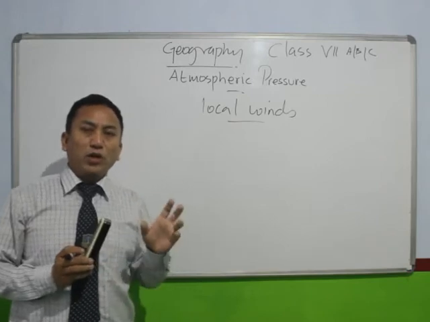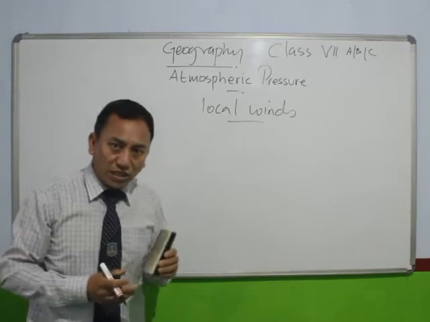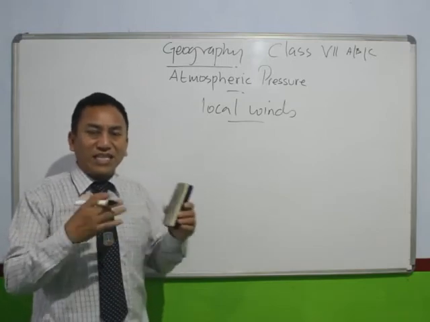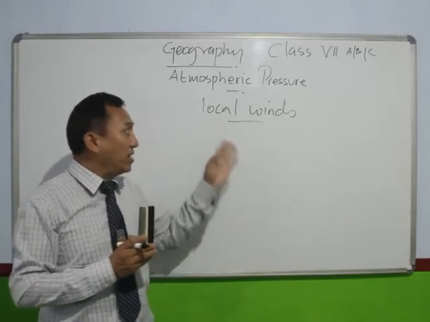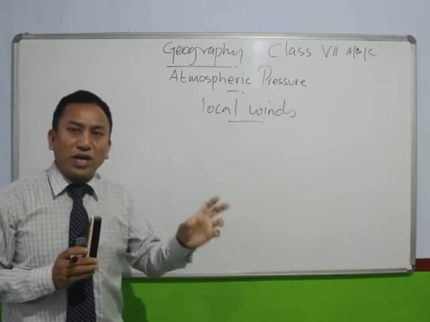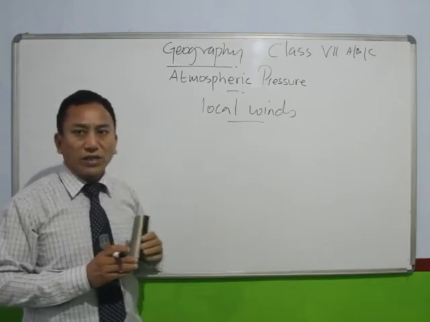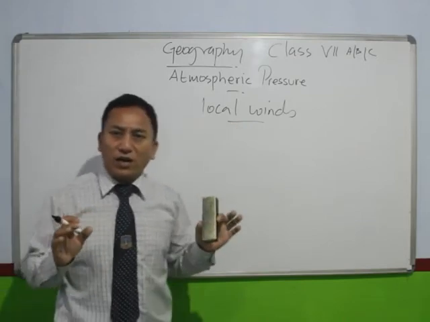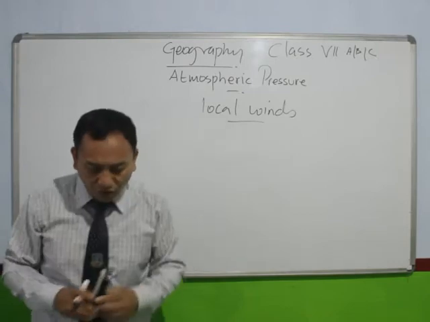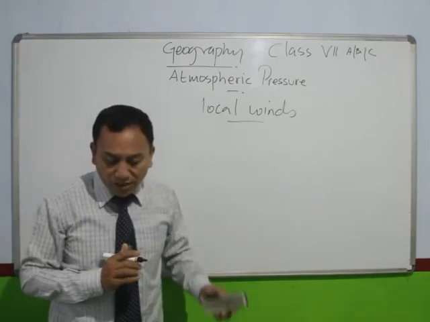Now it may blow because of the particular shape of the land, or because it's near a water body, because of the difference in the air pressure, whereby the wind blows in that particular area. So those types of winds which blow in a small area for a short duration of time are called local winds. Now we have different local winds that blow over the surface. For instance, we have the first one, the Catabolic winds.